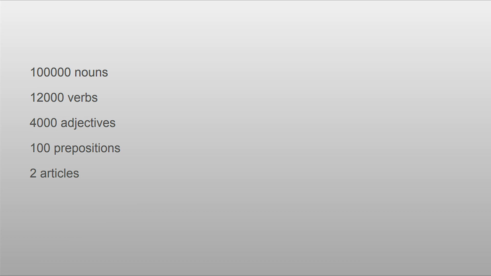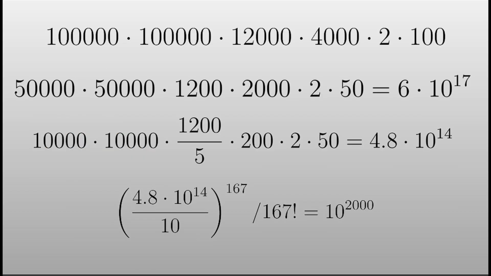From Chat we can find the number of nouns, verbs, adjectives and so on. We get 100,000 times 100,000 times 12,000 times 4,000 times 2 times 100. Also assume every noun, adjective and preposition has one synonym or something that very closely resembles the original word, while every verb has 10. 50,000 times 50,000 times 1,200 times 2,000 times 2 times 50 equals 6 times 10 to the power of 17. Don't forget, not all nouns or verbs are useful, for example calorie/invent.